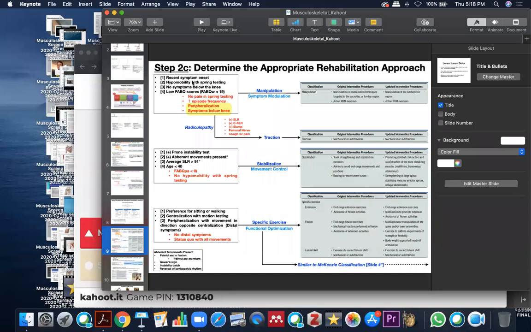So with manipulation, the things that would favor this: recent symptom onset, so if it's acute. We've got hypomobility with spring testing, so they have lowered range of motion in the lumbar spine. No symptoms below the knee, because remember, if you have symptoms below the knee, manipulation is pretty much ruled out for the most part. And then he hasn't really used this in any of his questions, but the fear avoidance behavior questionnaire, FABQ, if they had a score below 19, that would be one of the things that would rule in manipulation.